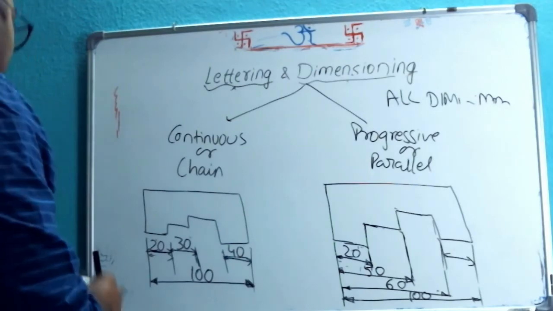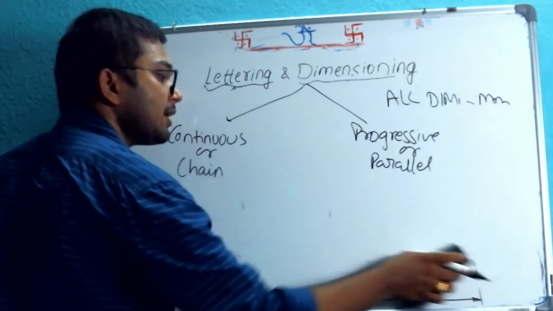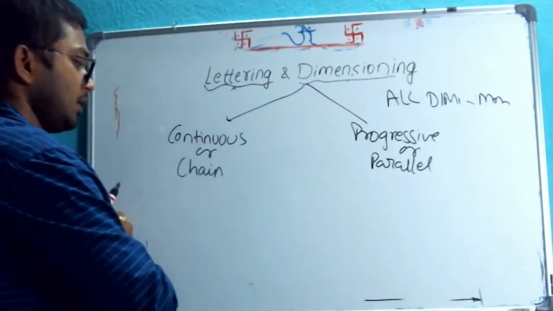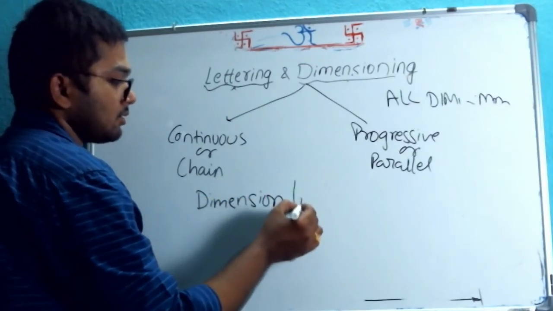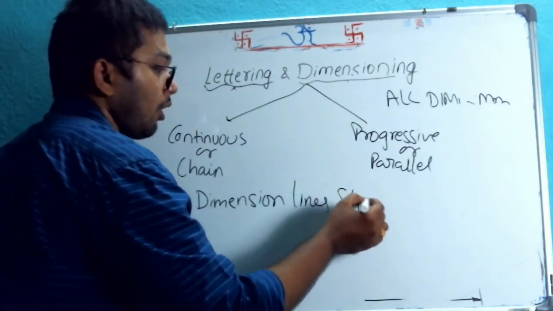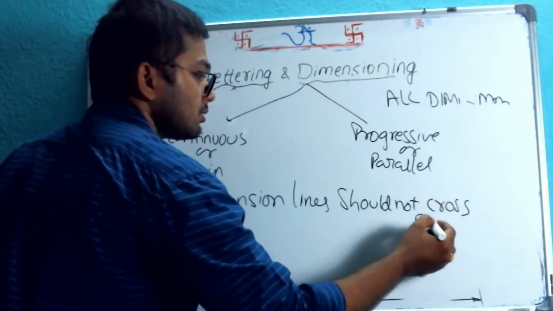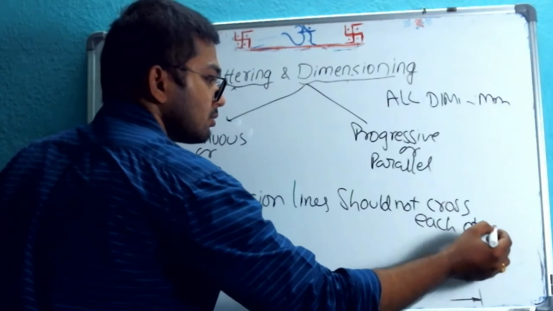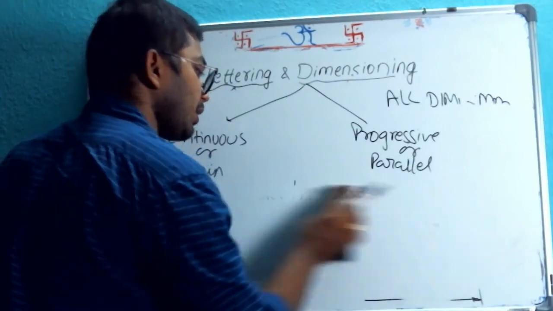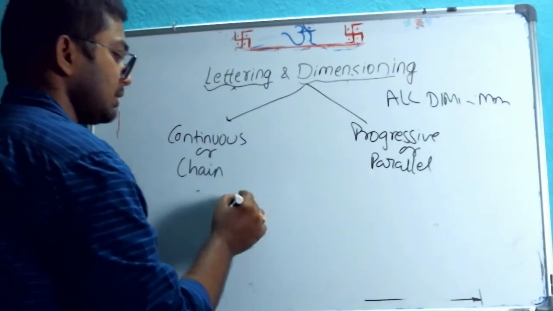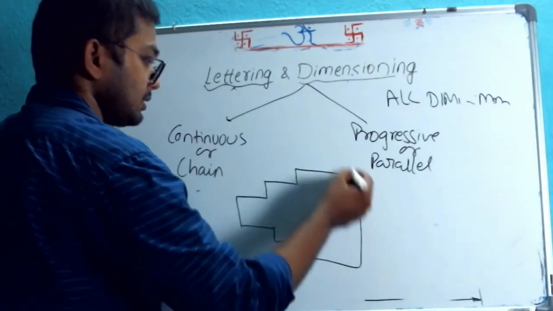Now coming to the next one, one more thing I wanted to say: dimension lines should never ever cross each other. Dimension lines should not cross each other. But extension lines can cross each other if required. Say for suppose there is a certain drawing like this.